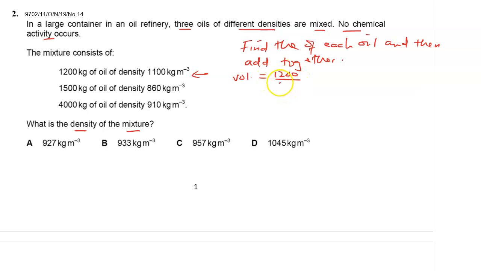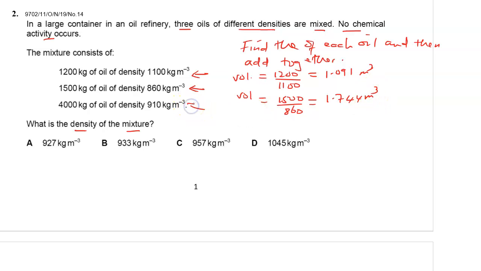1200 divided by 100, this is 110. Then this is going to give us 1091 meters cubed. For the second oil, volume is 1500 divided by 860. This will give us, use your calculator, you get this meters cubed.